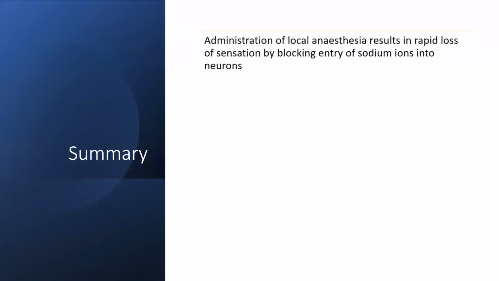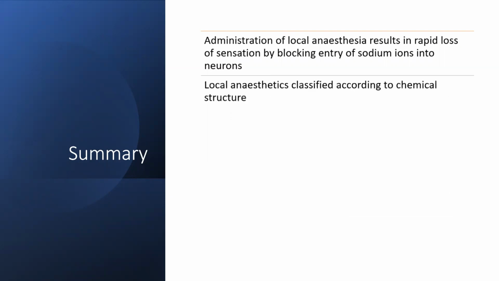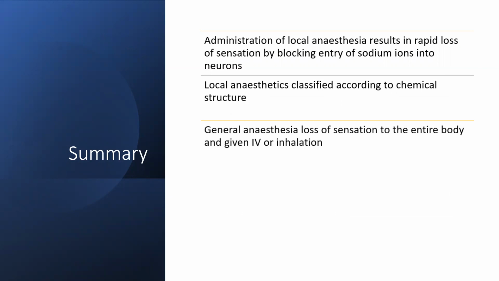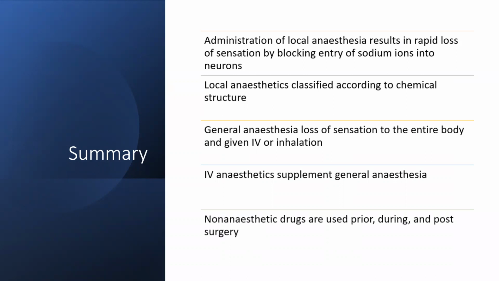So finally, in this topic we covered the administration of local anesthetics, which results in rapid loss of sensation by blocking the entry of sodium ions into the neurons. Local anesthetics are classified according to their chemical structure. General anesthesia is loss of sensation to the entire body and is given IV or by inhalation. Then we covered IV anesthesia, which supplements general anesthesia. And we covered the non-anesthetic drugs, which are used before, during, and after surgery.